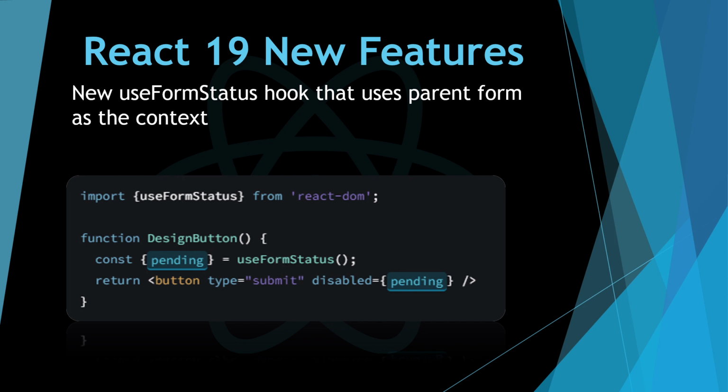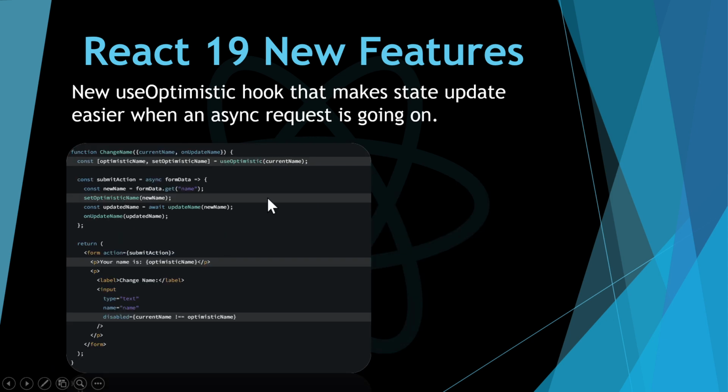Okay, now moving on to the next feature, the useOptimistic hook. Make the state update easier when an async request is going on.